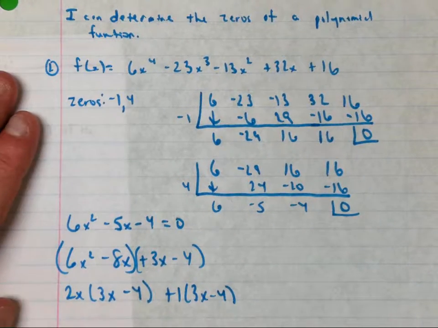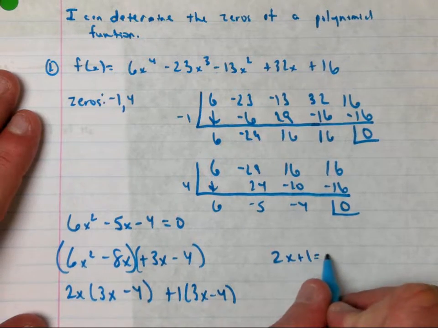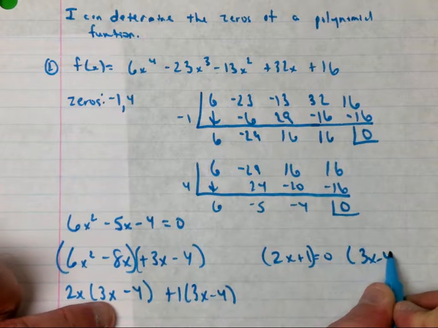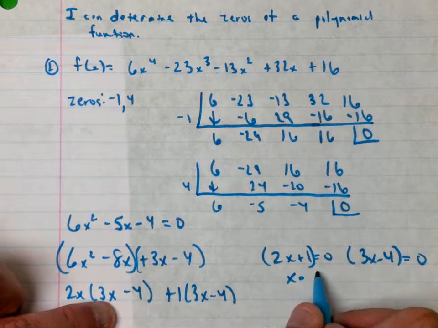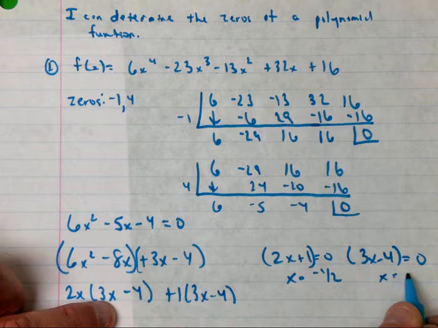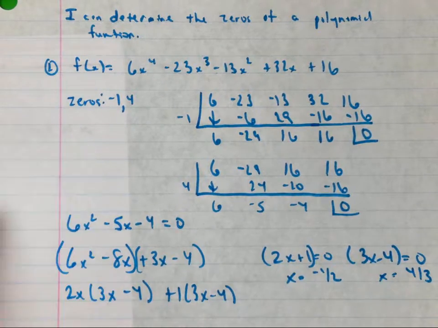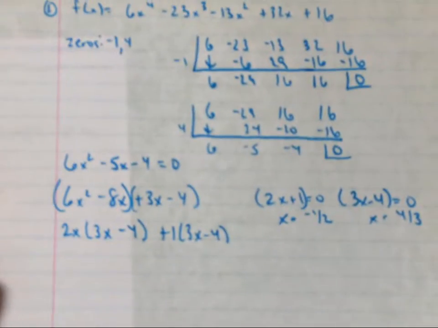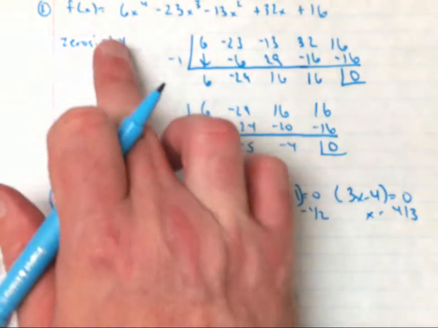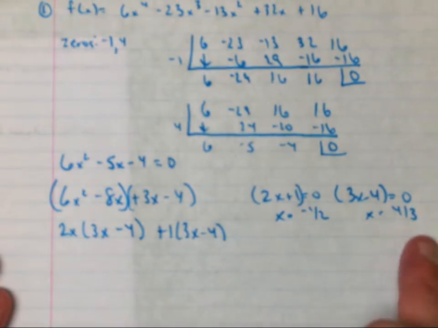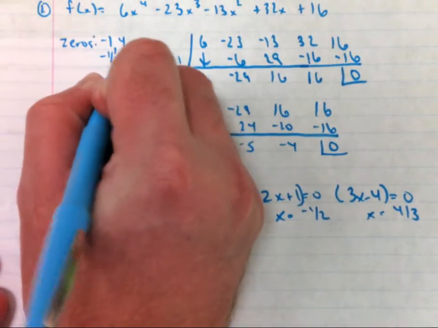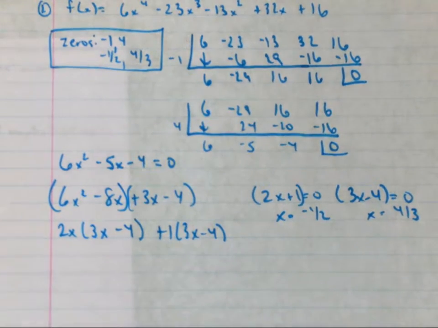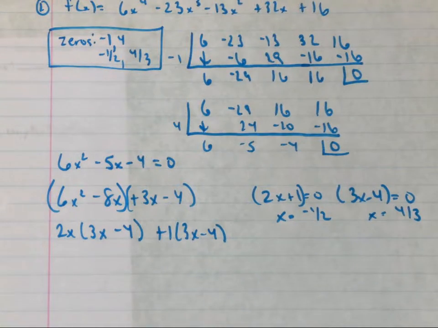Now I'm going to set both those equal to 0. So I got 2x plus 1 equals 0 and 3x minus 4 equals 0. So x equals negative 1/2 and x equals 4/3. Sorry, let me show you that. Alright, so in addition to these two zeros, I found the other two, negative 1/2 and 4/3. So those are my actual zeros for this quartic polynomial.